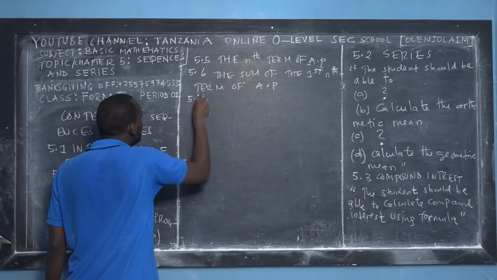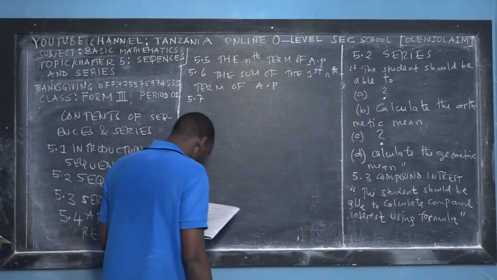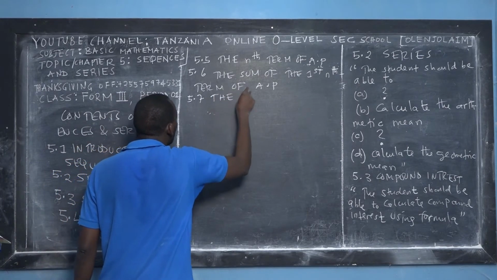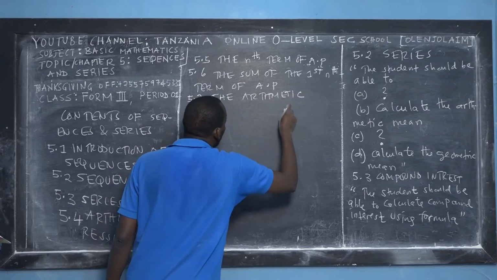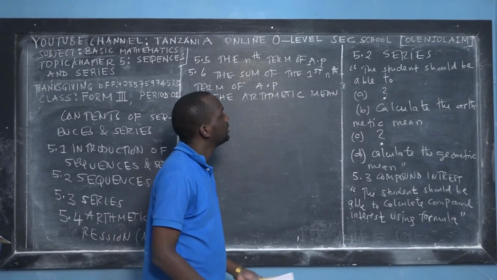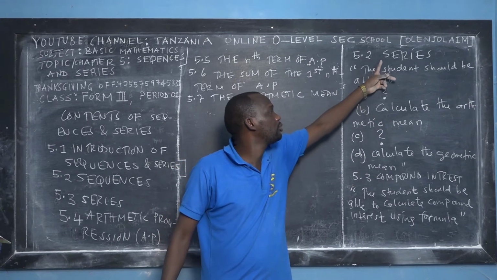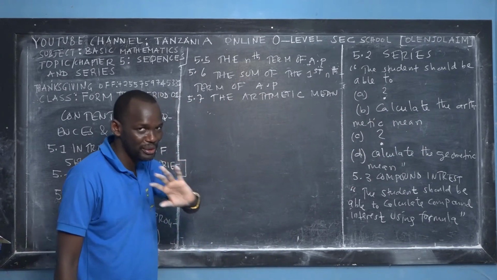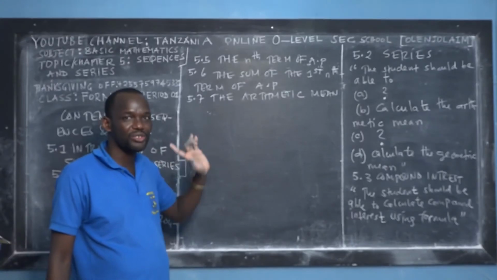The 7th concept, which is 5.7, I'll be teaching you now the concept of arithmetic mean. Before geometric progressions, I'll be teaching you the concept of arithmetic mean, and after covering this concept, we have met the second specific objective in the subtopic of series, that is calculate arithmetic mean. So each concept contributes to the achievement of at least one of the specific objectives.